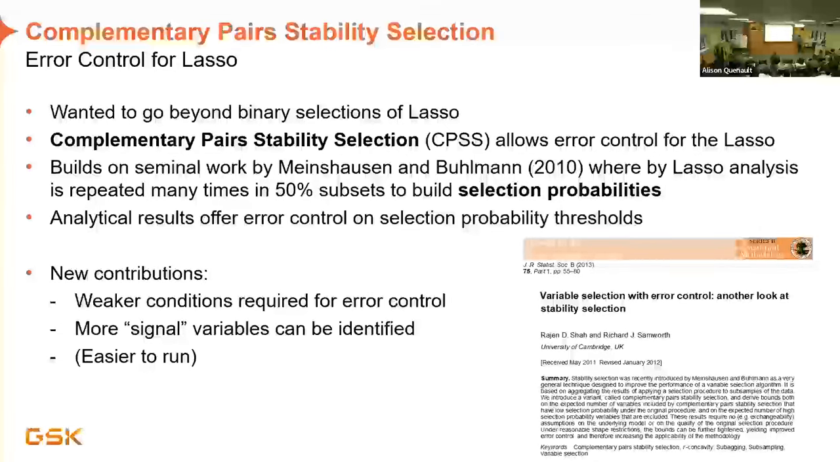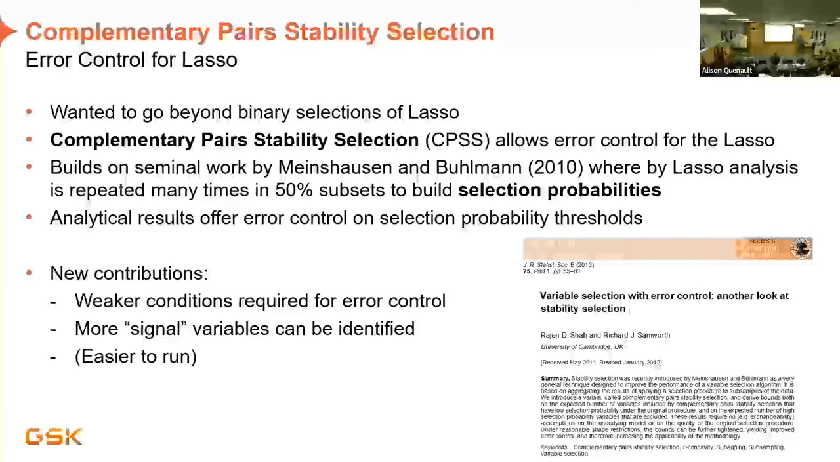I'm using here an extension, or an evolution, from 2013 by Richard Samworth and Rajen Shah at the Cambridge Statistical Laboratory. I actually came across this while I was working at the BSU, where we did a bit of work with them. It's a very impressive theoretical paper, but they basically build on the Meinshausen-Bühlmann results with weaker conditions required for the result, and possibly more importantly, it's more powerful. It allows you to detect more signal variables for the same threshold, for the same error control level.